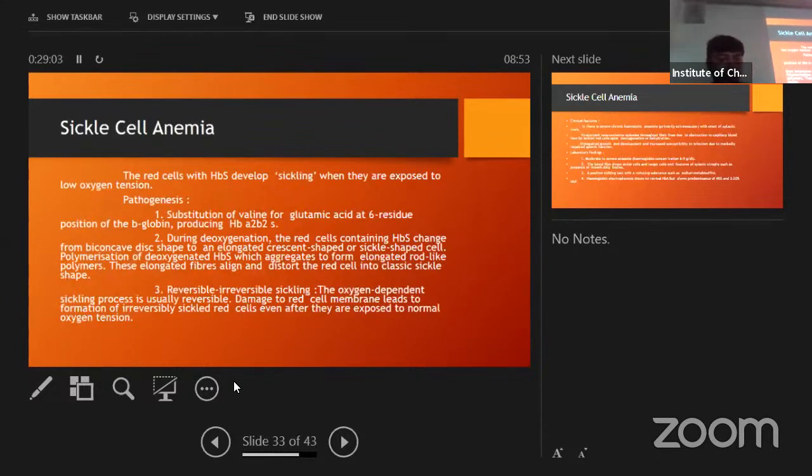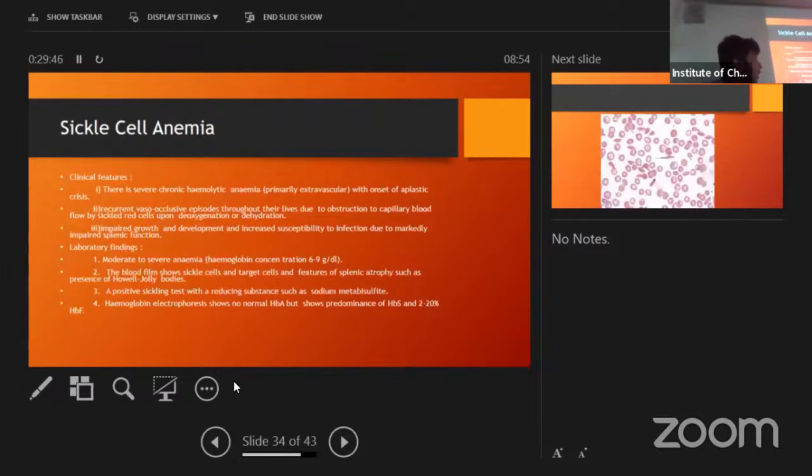Now, sickle cell anemia. Hemoglobin S is responsible for sickling in low oxygen tension. The major pathogenesis is due to substitution of glutamic acid by valine at the 6th position of the beta globin chain in hemoglobin S. So during deoxygenation, there is formation of rod-like polymers of hemoglobin S, and the RBC takes a sickle shape in oxygen crisis. It is reversible sickling the first time, but when the RBC membrane is lost in the spleen itself, it becomes irreversible.